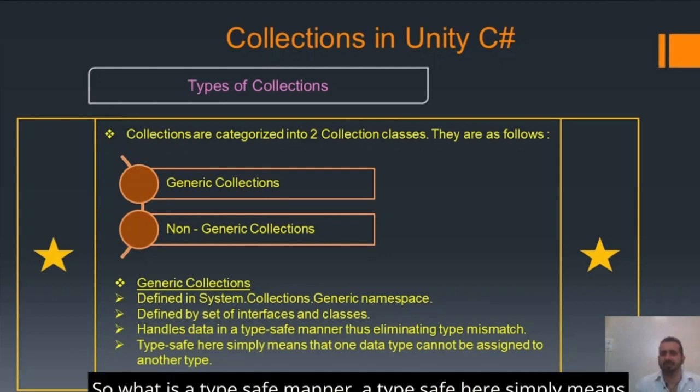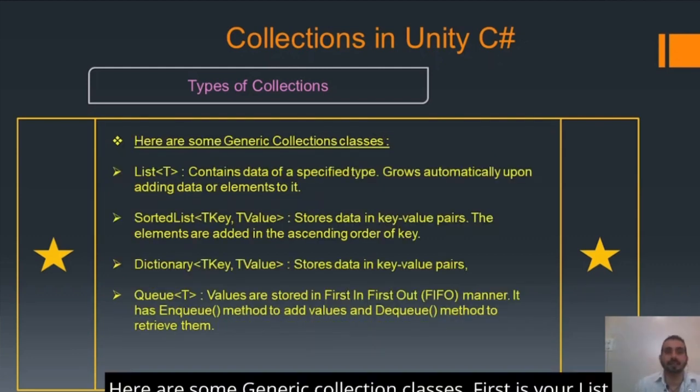So what is a type safe manner? Type safe here simply means that one data type cannot be assigned to another data type. Here are some generic collection classes. First is your list, which contains data of a specified type. A list grows automatically upon adding data or elements to it.